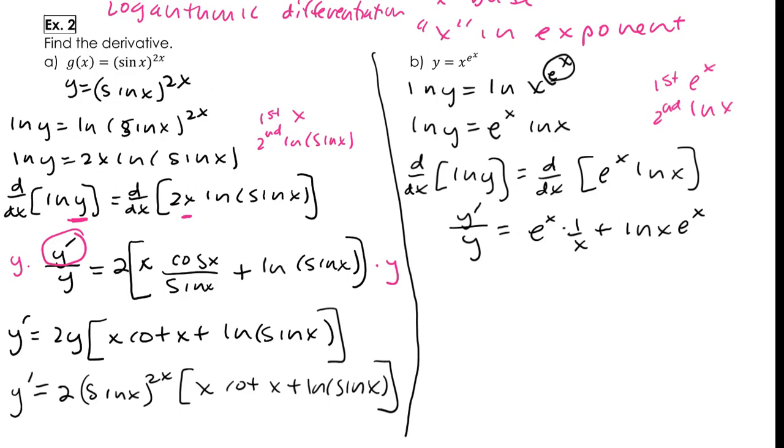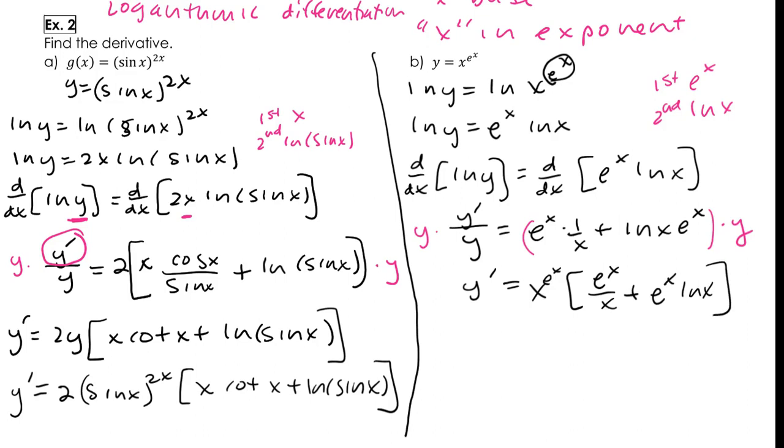Now again, we don't want this y here, so we're going to multiply both sides by y because we're supposed to find y prime. Now we get y prime equals, you know what, let me go back. When I multiply by y, I want to make sure you know the whole thing gets multiplied by y. Okay, we're going to replace y with what it is, which is x e to the x, and then we have e to the x over x plus e to the x ln x.